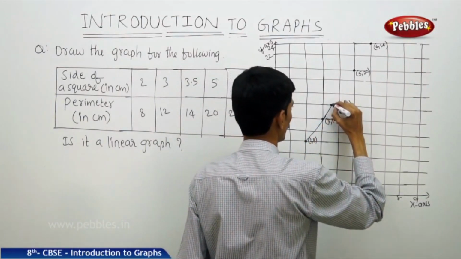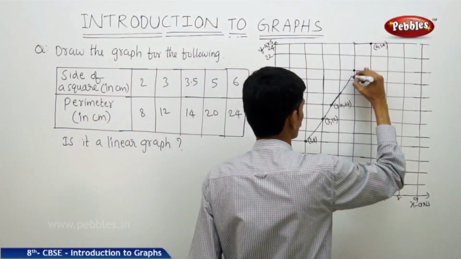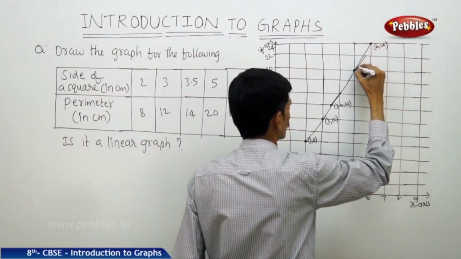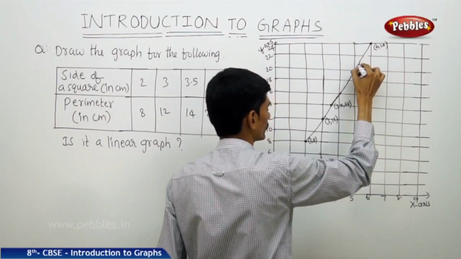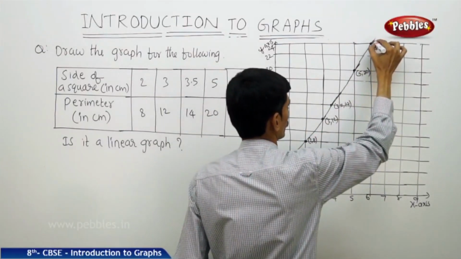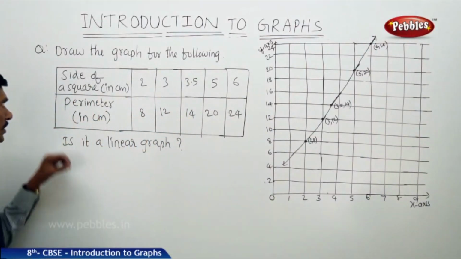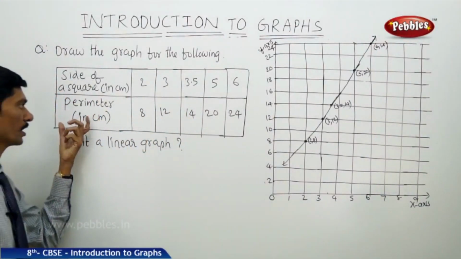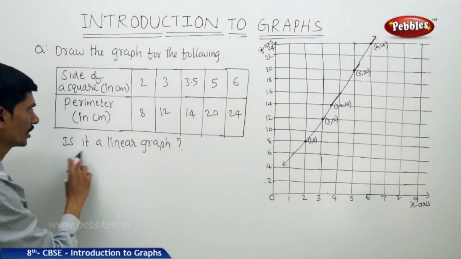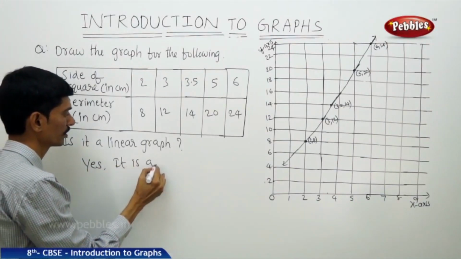If you join all these points, then we are getting a straight line, which represents a linear graph. Now the graph is linear. So when you draw the graph of the side of a square and the perimeter of the square, then we are getting a linear graph. Now is it a linear graph? Yes, it is a linear graph.